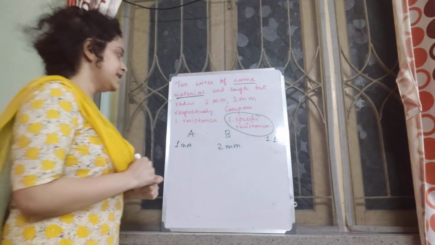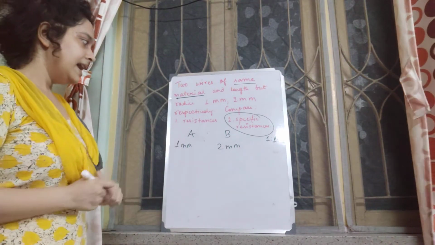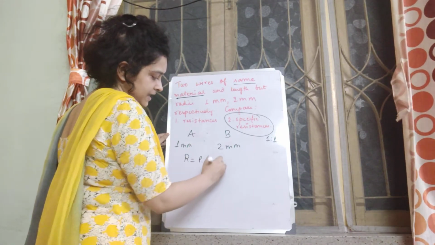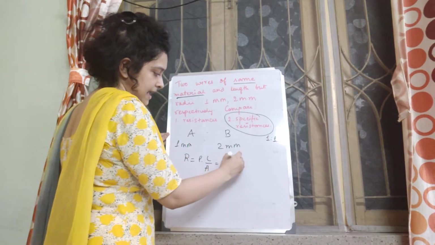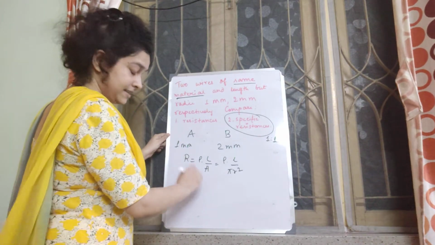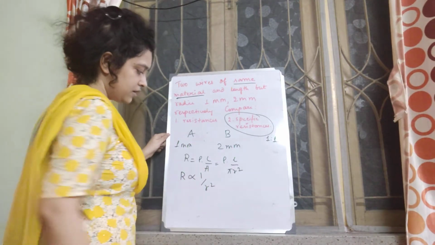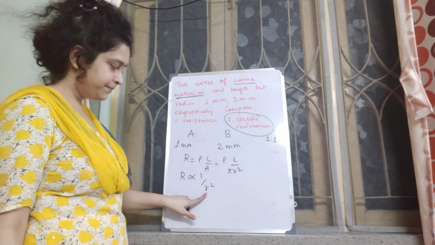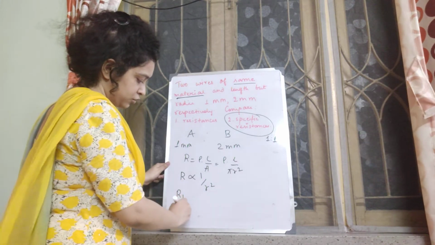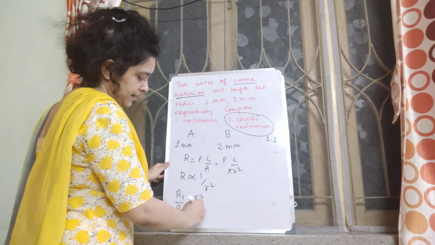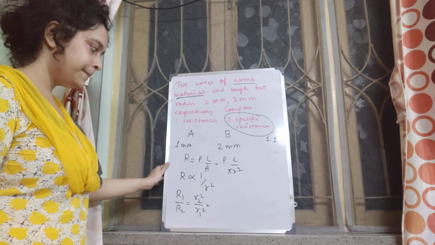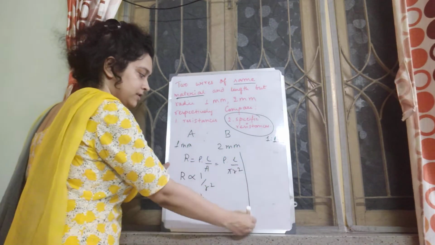Now let's find the ratio of the resistances. What have we learned? R equal to rho into L by A, that is rho into L by pi r square. So can I say R is inversely proportional to the square of the radius of cross section? If so, can I write R1 by R2 equal to r2 square by r1 square? It's inversely proportional, that's why.